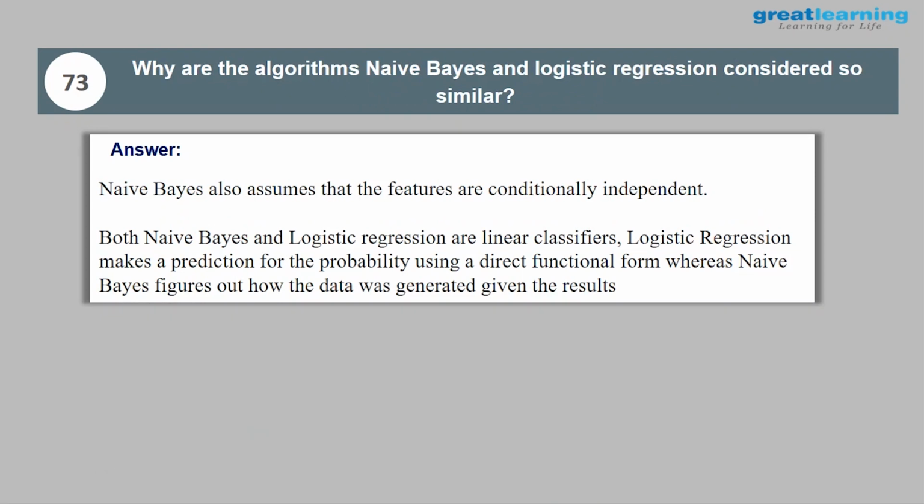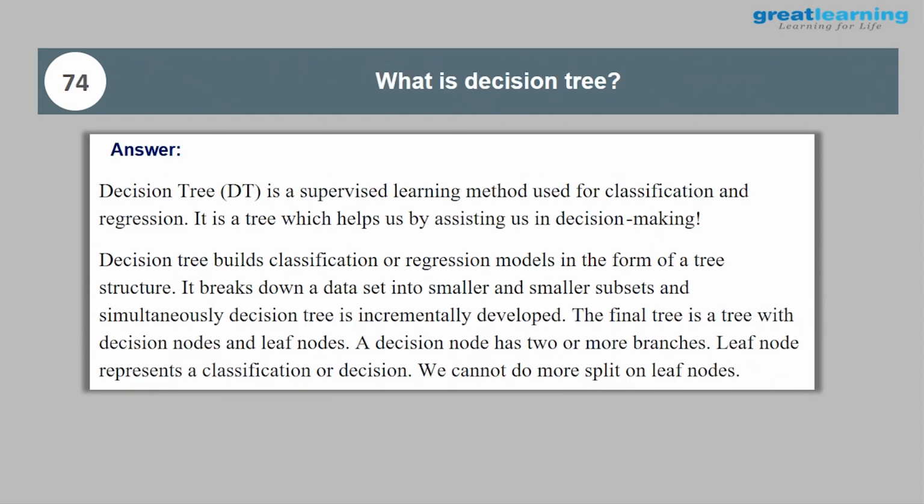Now let's have a look at why the algorithms naive Bayes and logistic regression are considered so similar. Naive Bayes also assumes that the features are conditionally independent. Both naive Bayes and logistic regression are linear classifiers. Logistic regression makes a prediction for the probability using a direct functional form, whereas naive Bayes figures out how the data are generated given the results.